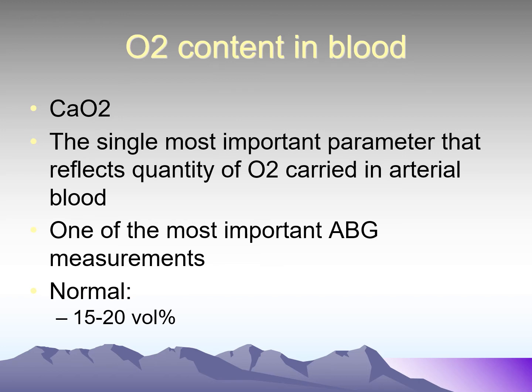So oxygen content in the blood is your CaO2. This is the amount of oxygen that is actually transported to the tissues. Our normal value is about 15 to 20%.